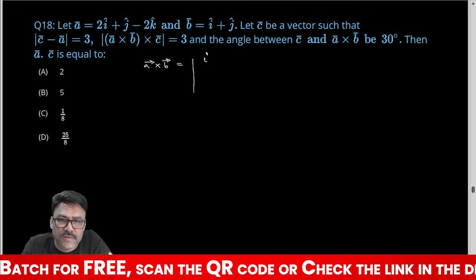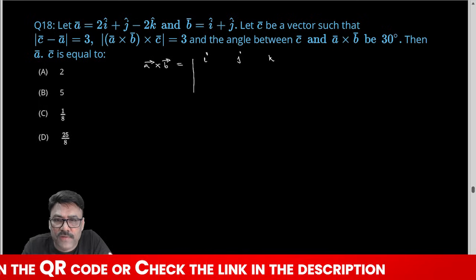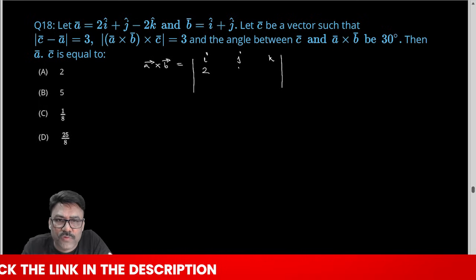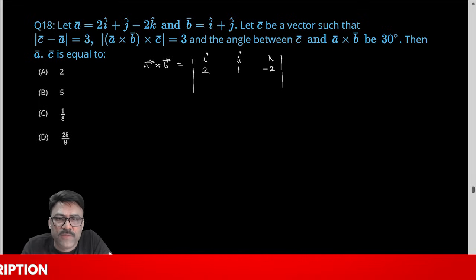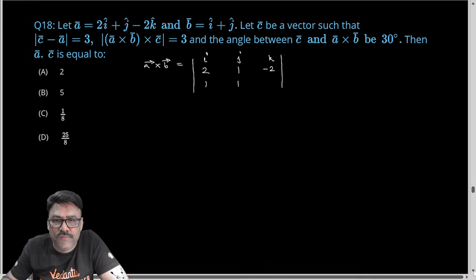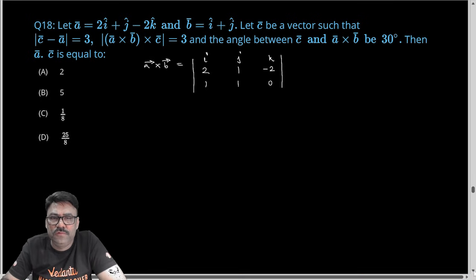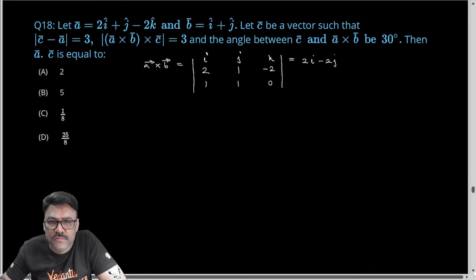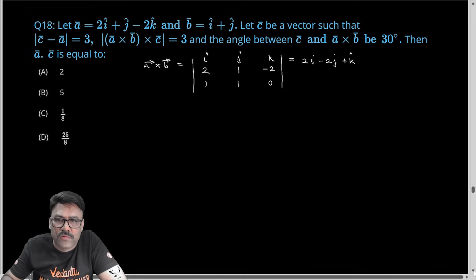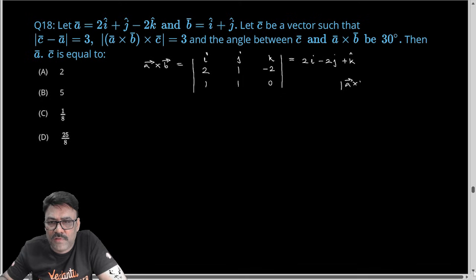So it is i, j, k, 2, 1, minus 2, then 1, 1, 0. Let's expand. So I'm getting 0 plus 2, 2i. Then I'm getting 0 plus 2, minus 2j. Then 0 plus 2 again, so plus k. So mod A cross B is 3 from here.